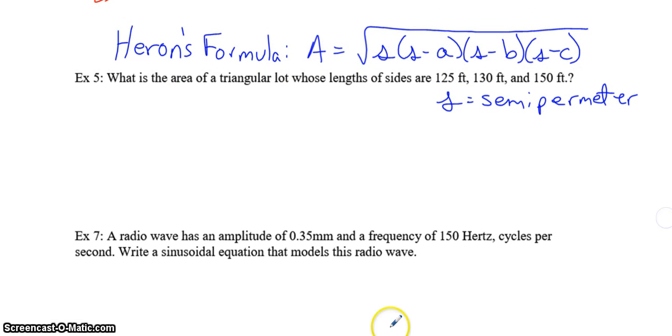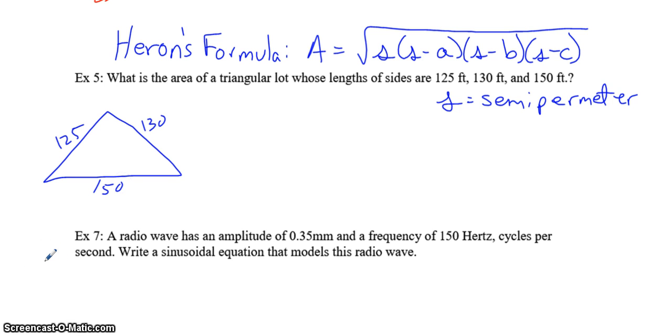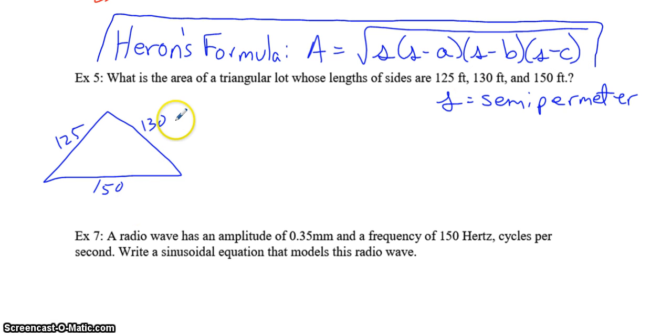Example 5. Again, I know we wrote this quickly. Basically, if you look, we got a triangle here, 125, 130, 150. So if we try half base times the height, or even the other one, we'd have to use the law of cosines to get it. Well, again, we can use this other formula. Now, using the law of cosines isn't terrible, but let's use this formula.